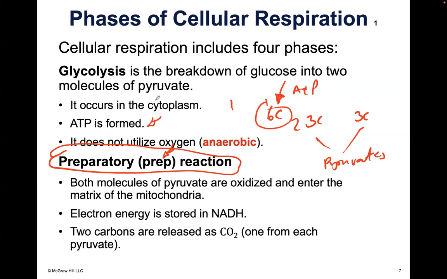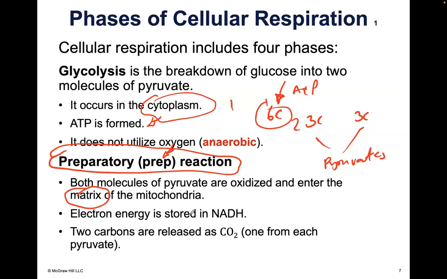Let me mention to you the places where they each take place. The glycolysis takes place in the cytoplasm. The preparatory stage takes place in the mitochondria, to be specific, in the matrix. The Krebs cycle, which we're going to mention after this, also takes place in the matrix. And the 4th stage, which is the electron transport chain reaction, usually takes place in the inner membrane of the mitochondria.